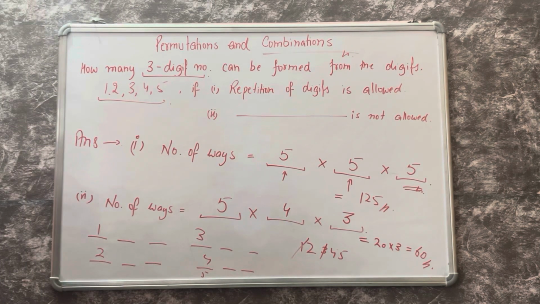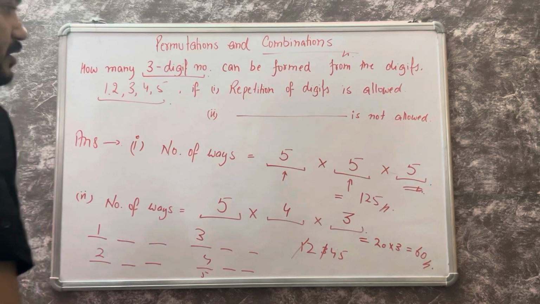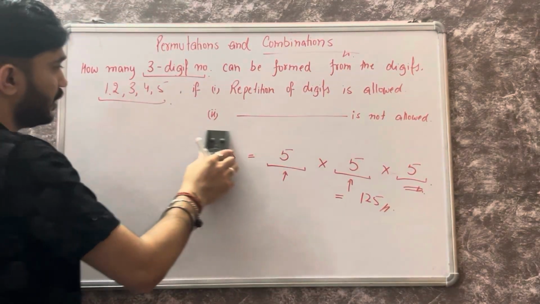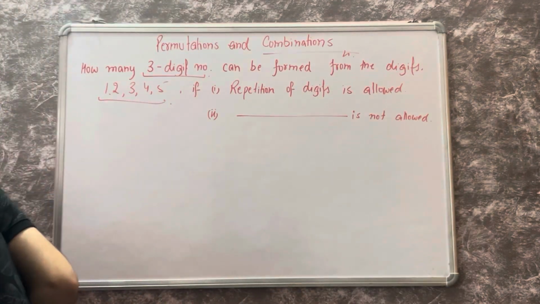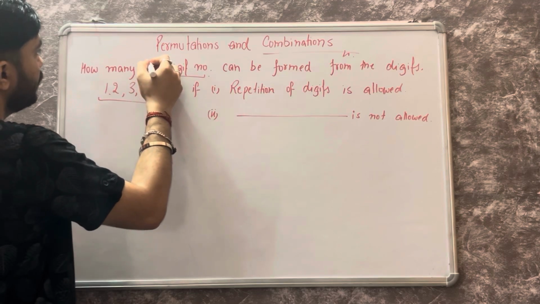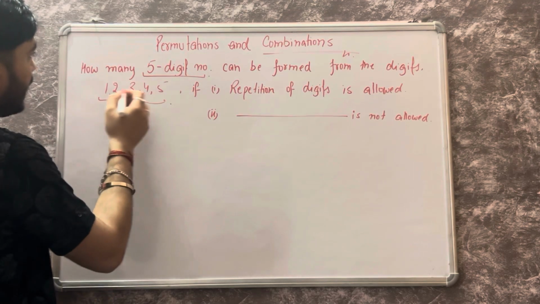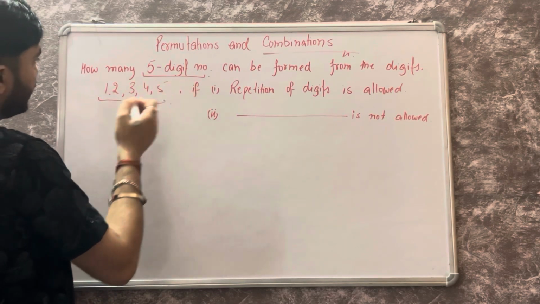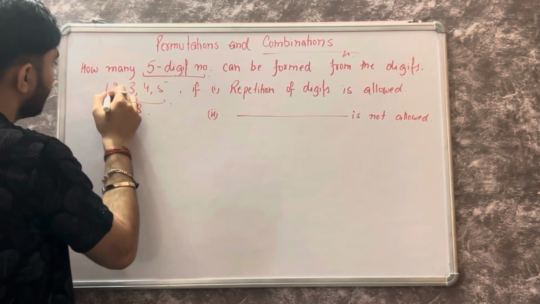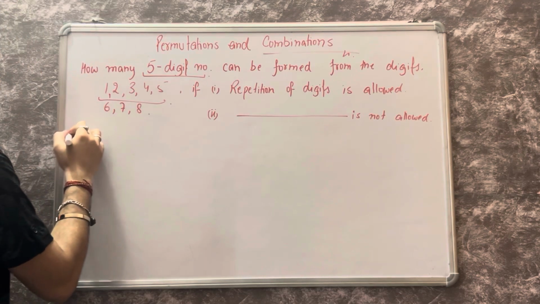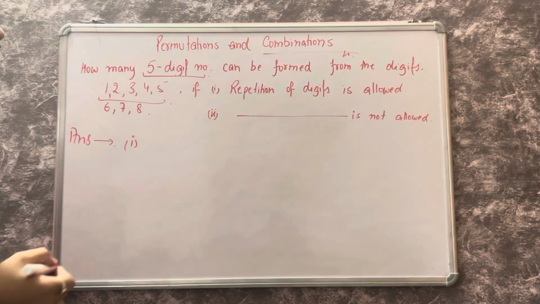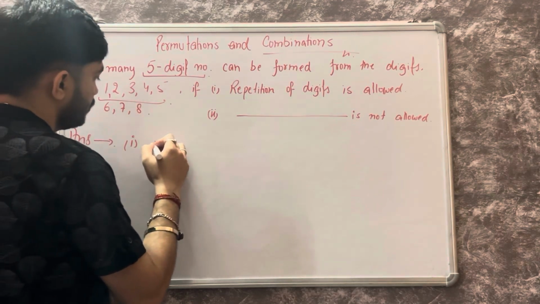Now moving forward, we are going to have a similar example based on it. What if we increase the number to a 4-digit number, and the digits that we can place are 1, 2, 3, 4, 5, 6, 7 and 8. We increase the choices as well. So first, repetition of the digit is allowed. So we are going to solve this.